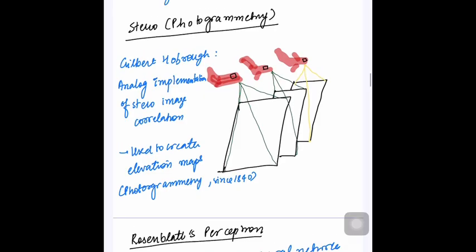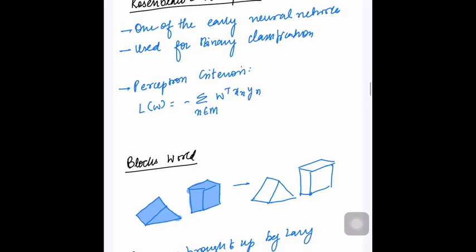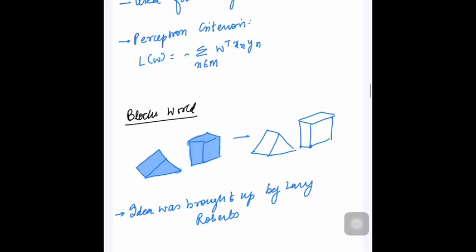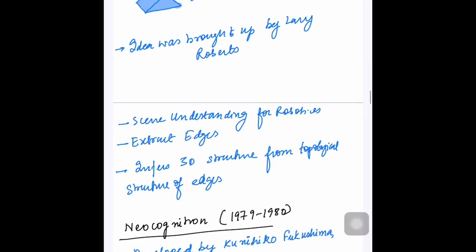Then came Rosenblatt, and he came up with a new idea of early neural networks. That was a very simplified neural network, and it was used majorly for binary classification. Then people thought of solving some problems of blocks. For example, if we have a 3D image that has some edges and some vertices, can we draw some 2D reconstruction lines from those images? That was what the problem was about.